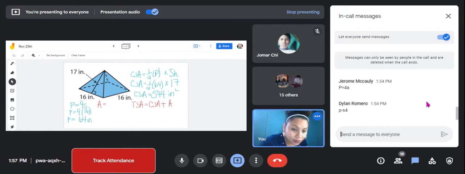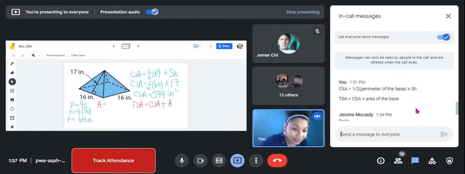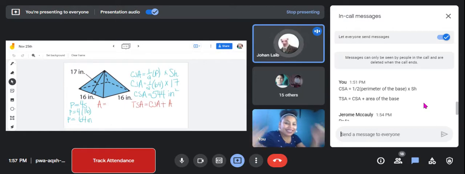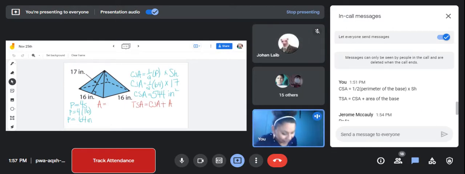Area of a square, guys. Area of a square, guys. Side times side, miss. Side times side. Very good. Side squared. Side times side. So the side is 16. And what is 16 times 16?